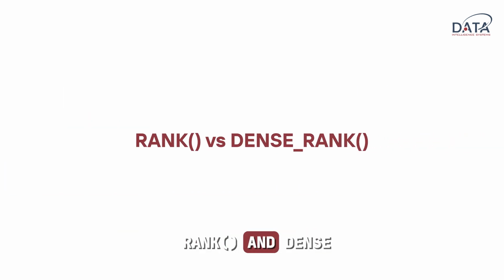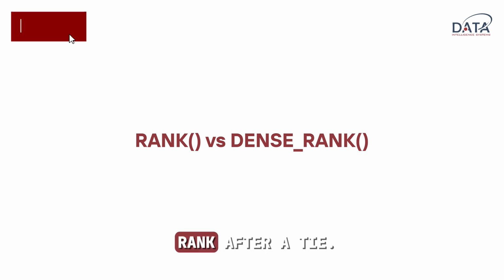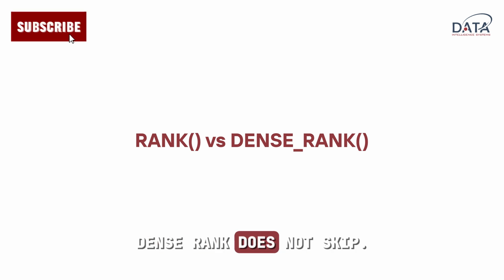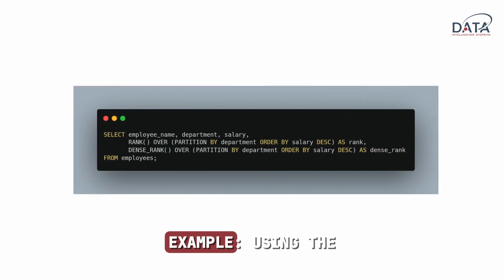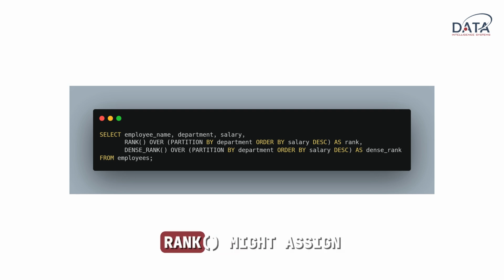Now let's look at RANK and DENSE_RANK. Both are similar to row number, but they handle ties differently. Rank skips the next rank after a tie. Dense rank does not skip. Example, using the syntax shown on screen, if two employees have the same salary, rank might assign 1 and 1, then skip to 3. Dense rank will go 1, 1, then 2. You have to choose based on how you want to treat those ties.